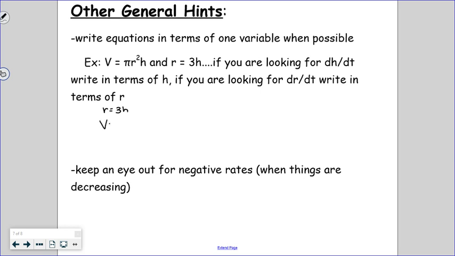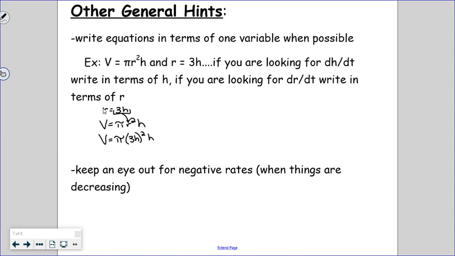and they tell me that volume is pi r squared h, I can do substitution for that. And now this is in terms of h. And then as I do my derivative, I will only have a dh/dt in there and not have to deal with a dr/dt as well. So if you are able to.